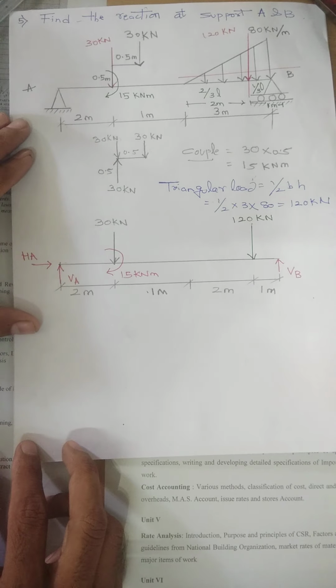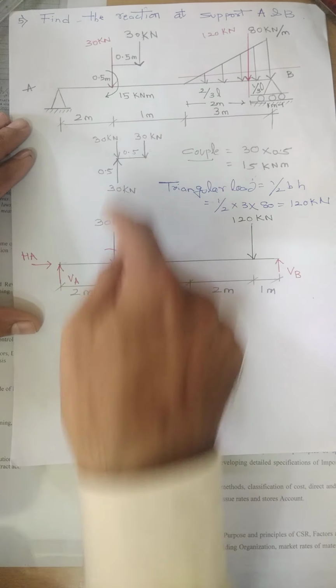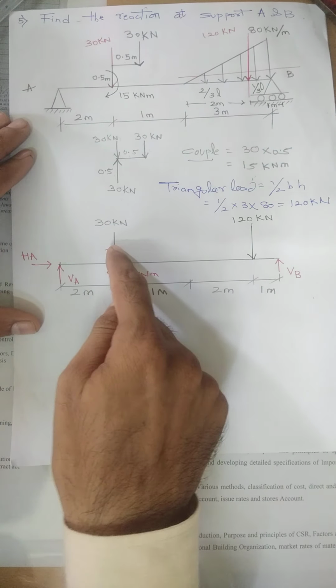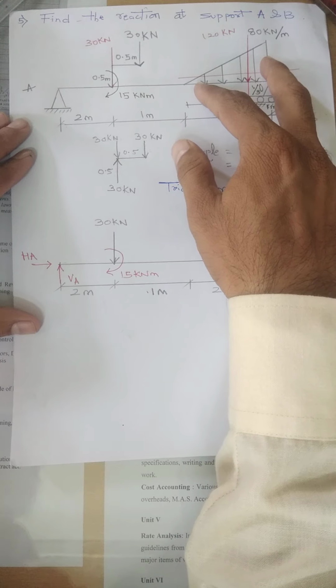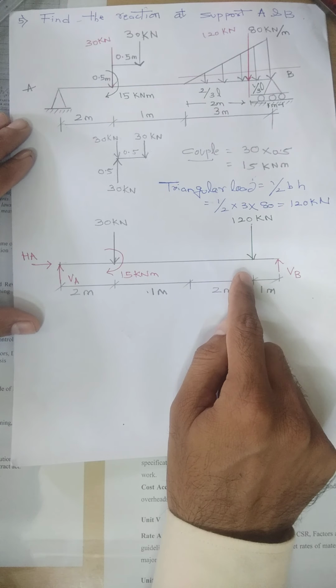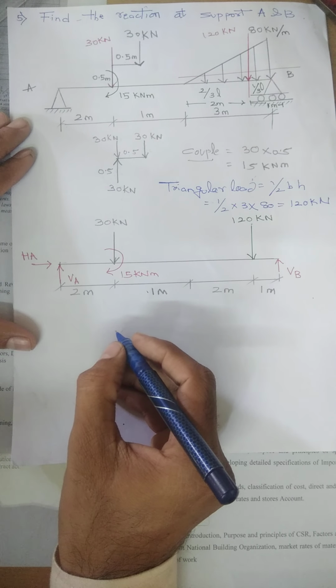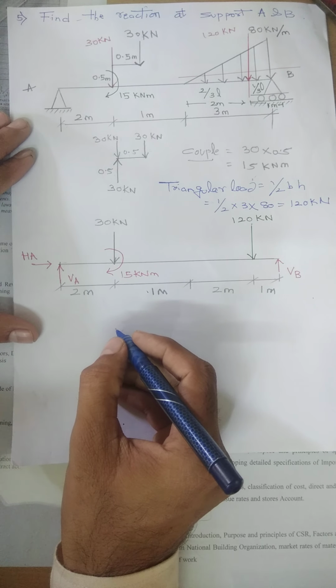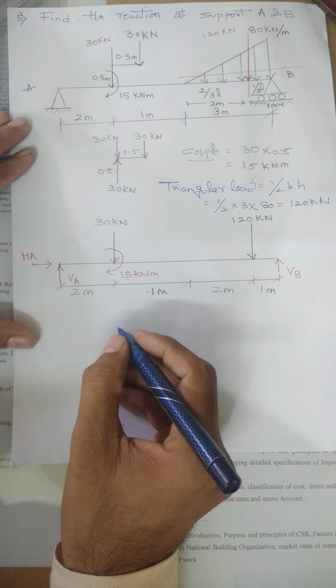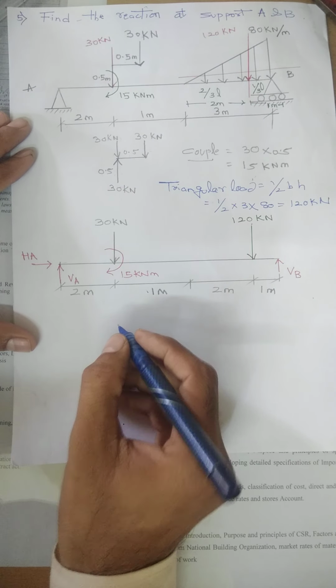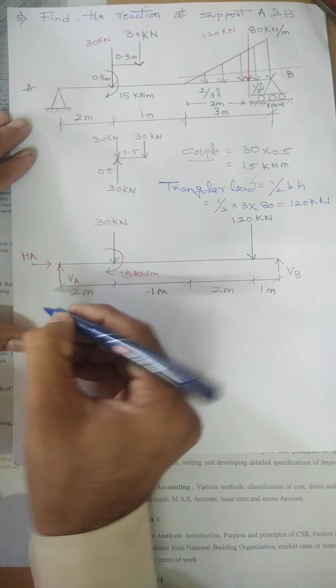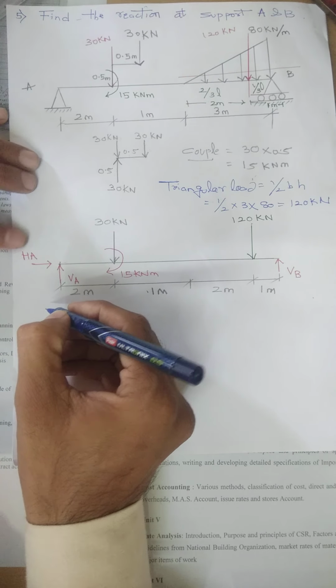So it is very important: conversion of this bracket into a vertically downward force and couple, and conversion of this triangular load into a 120 kilonewton load. So this is the simplified figure. Now the calculations are to be carried out. What are the three conditions of equilibrium? Summation of Fx is equal to 0, Fy is equal to 0 and moment is equal to 0.